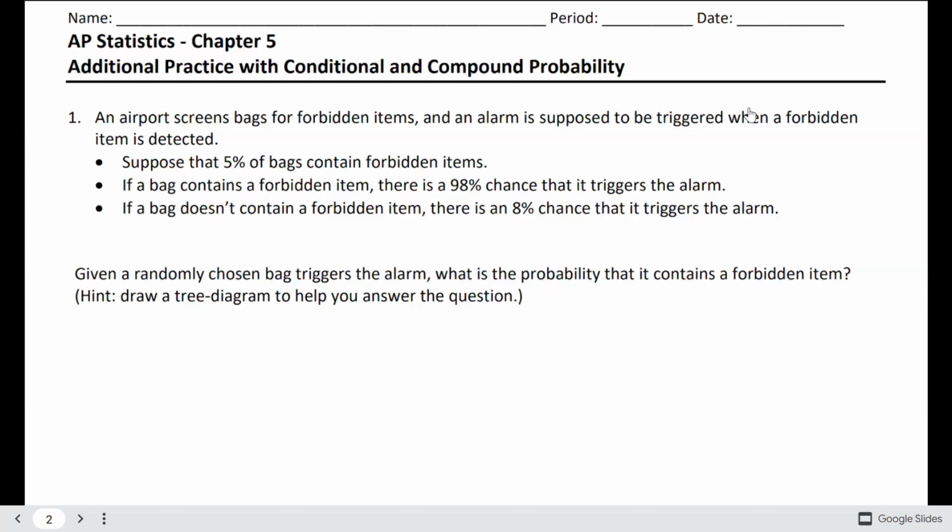I would have forbidden, and not forbidden, or forbidden complement. What does it tell us the probability is that somebody decided to pack something forbidden? 5%, so 0.05. So what's the probability that somebody did not pack something forbidden? 0.95, yes, 95%.